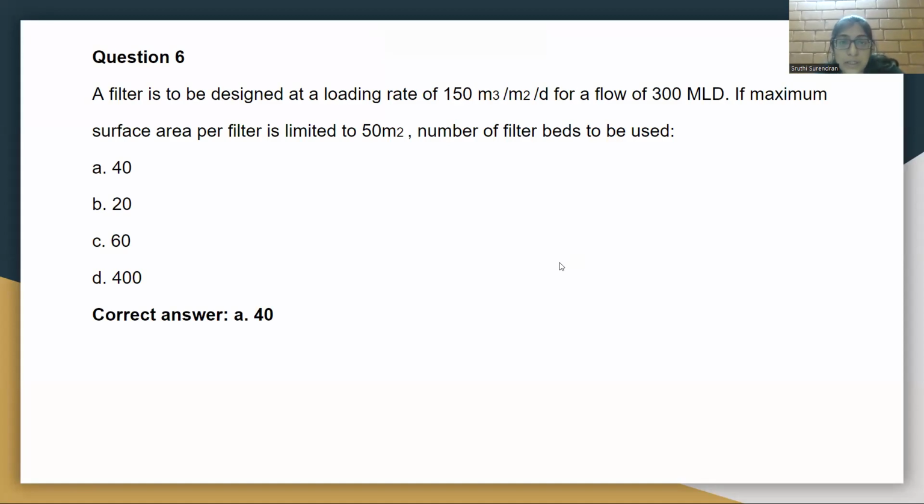A filter is designed at a loading rate. The surface loading rate is 150 for a flow rate of 300 million liters per day. The maximum surface area per filter is limited to 50 meters square. What is the number of filter beds that is required? So we have the discharge, which is Q, and the surface loading rate, which is 150. Find out the surface area first, and then using this data, you can find out the number of filter beds. Very simple question. You can try this out.